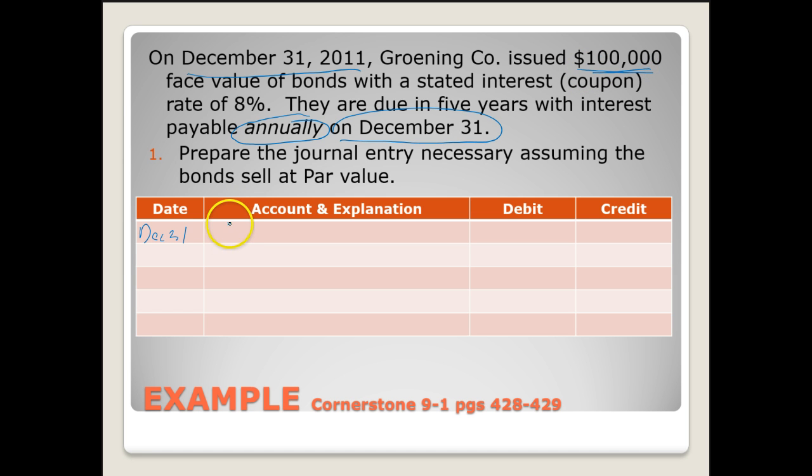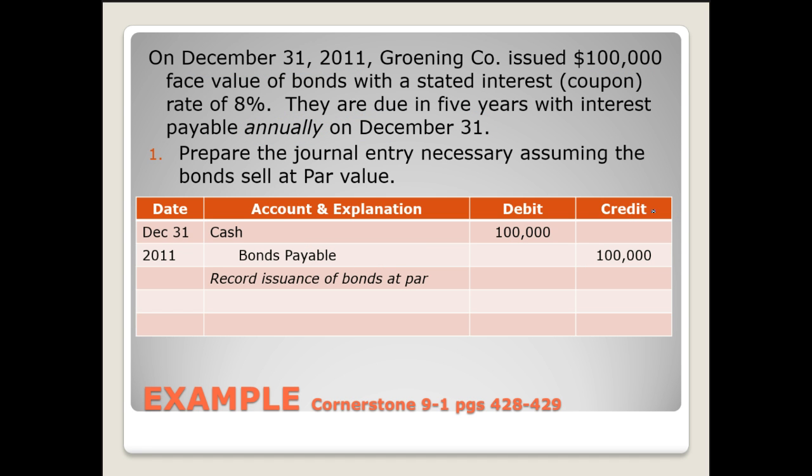So how much cash did they receive if they sold them for $100,000? Yeah, they received $100,000 in cash. And then now they have a liability because they owe this money 5 years from now. This is a long-term liability. So they would make a credit entry to show the new $100,000 liability in the bonds payable account. This is if those bonds were issued at par value or at the full face value of the bonds.